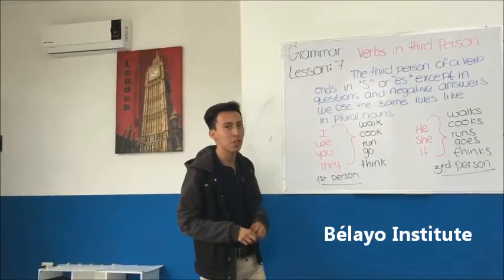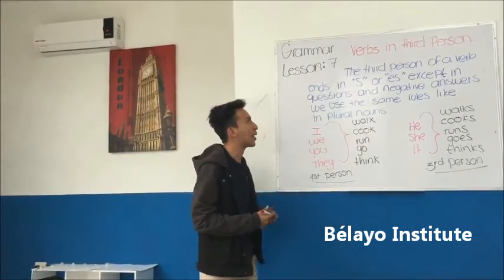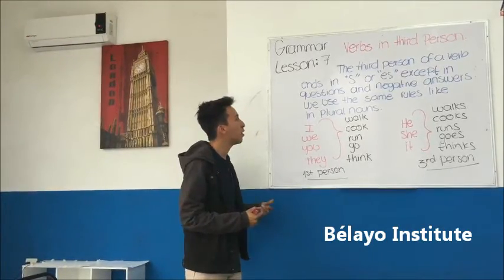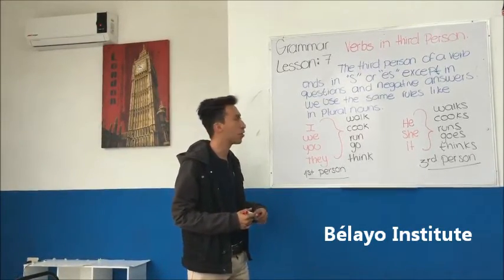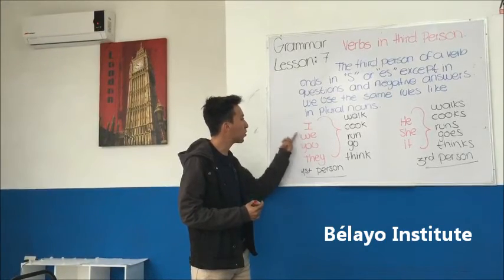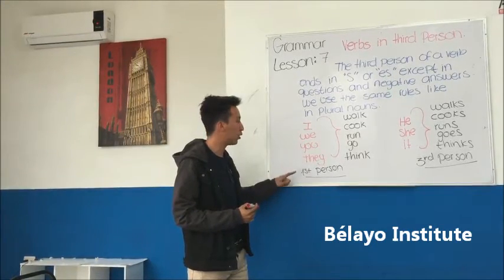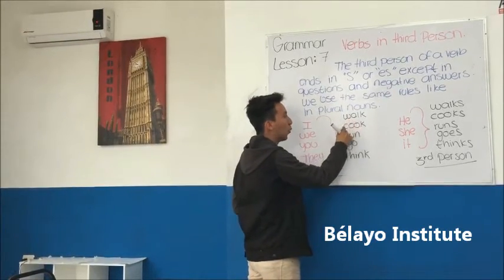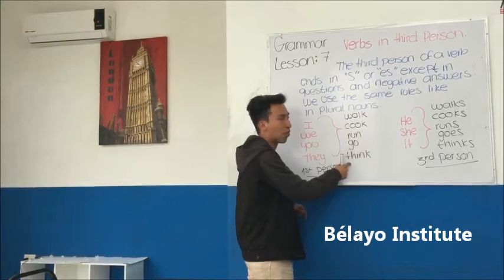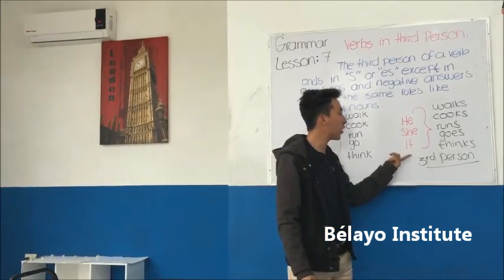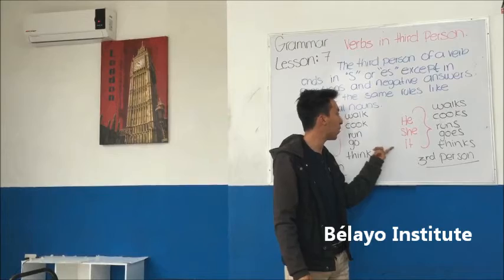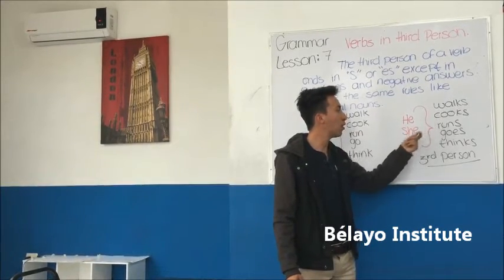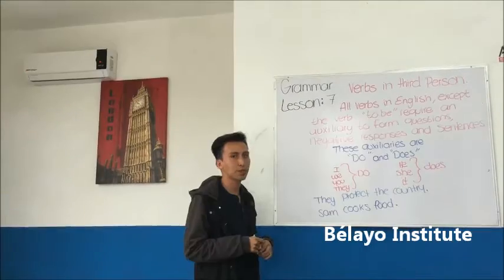Lesson 7. Verbs in third person. The third person of a verb ends in s or es, except in questions and negative answers. We use the same rules like in plural nouns. For the pronouns I, we, you, and they, we're going to call them first person. The verbs are going to stay as the base form: walk, cook, run, go, and think. For the pronouns he, she, and it, we're going to call them third person, and the verb is going to change: walks, cooks, runs, goes, and thinks.